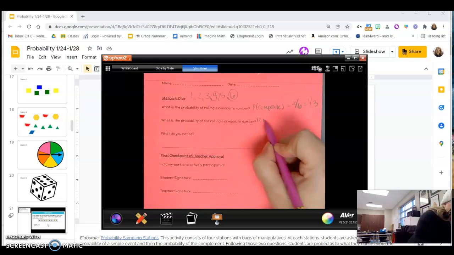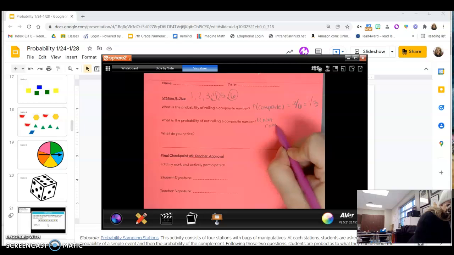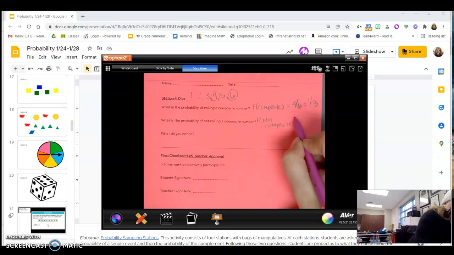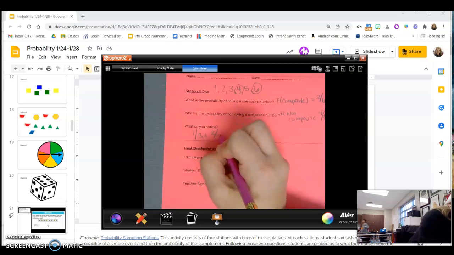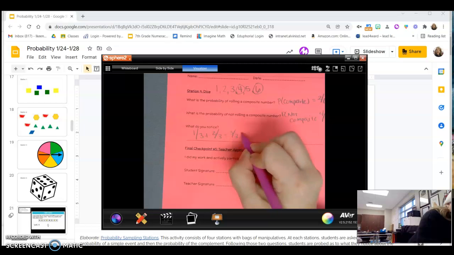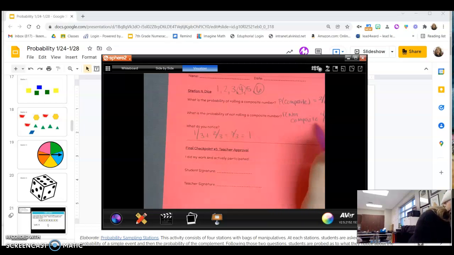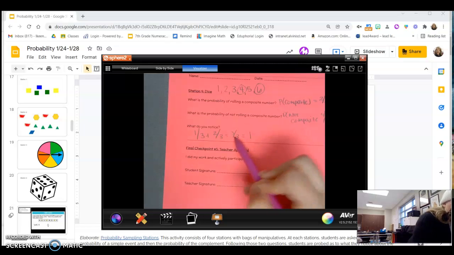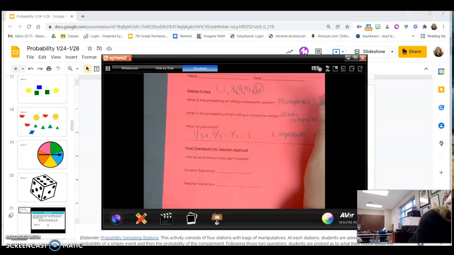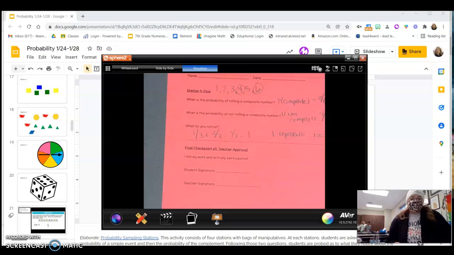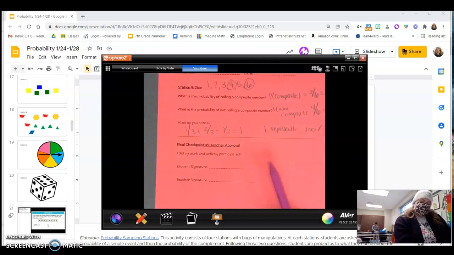The probability of not composite would be 4 out of 6, rolling a non-composite number. And that could simplify to 2 out of 3. What do you notice? Well, 1/3 plus 2/3 is equal to 3/3, which is equal to 1. So my simple event and its complement should add up to be 1. Okay, and again, 1 represents 100%.